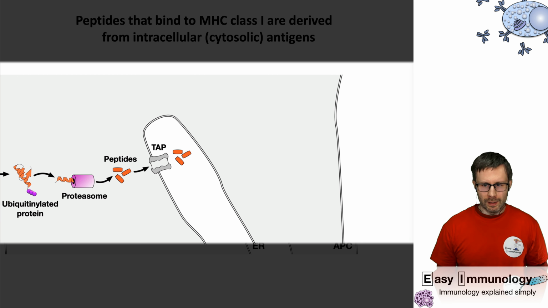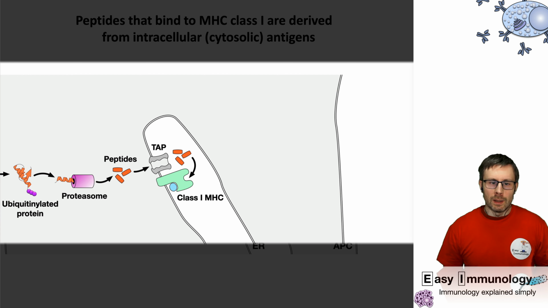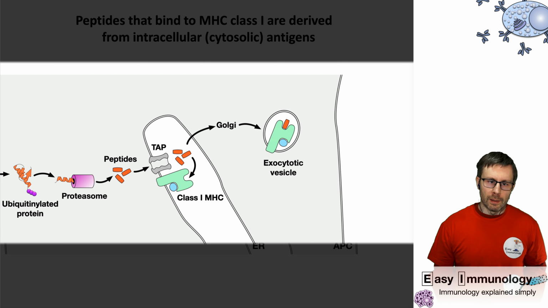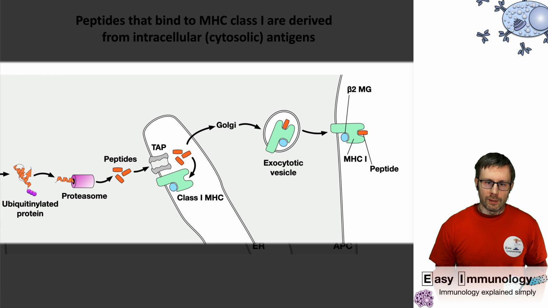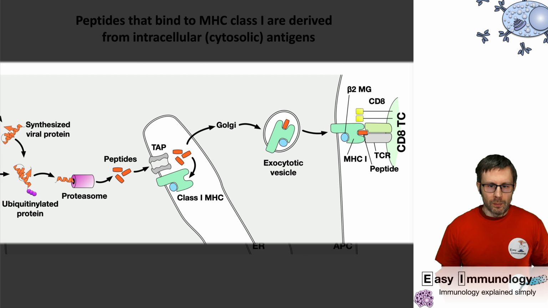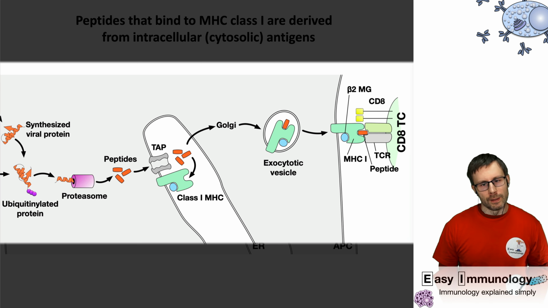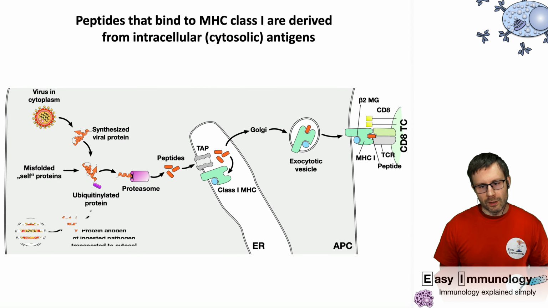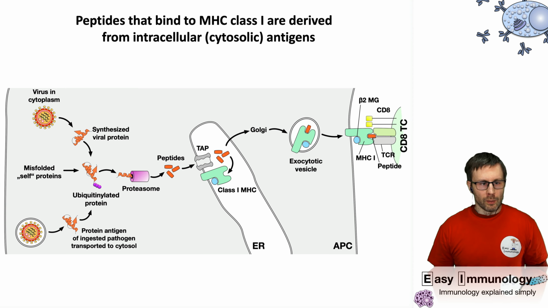And there they find empty MHC class 1 molecules. They bind to them, and then they are transported by the Golgi apparatus via exocytotic vesicles to the surface of the cell, where they bind to the T cell receptor of the CD8 positive T cell. And this not only happens for misfolded proteins, but also for virus proteins that are produced, for example, in the cytoplasm in case of an infection. And it also happens with proteins that were ingested by the antigen-presenting cell and then transported to the cytosol.